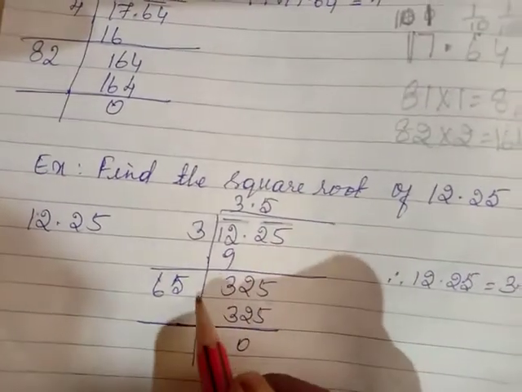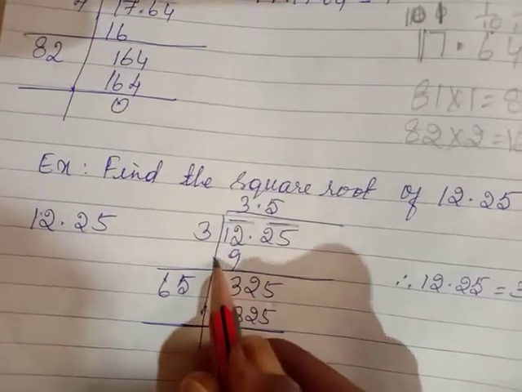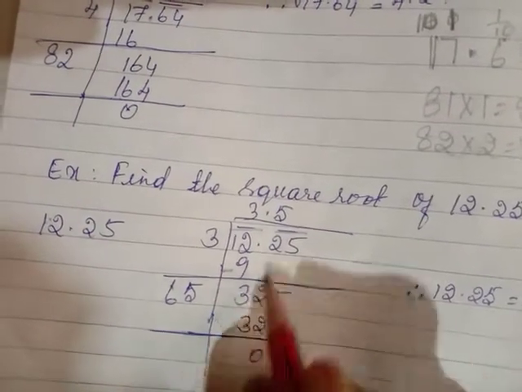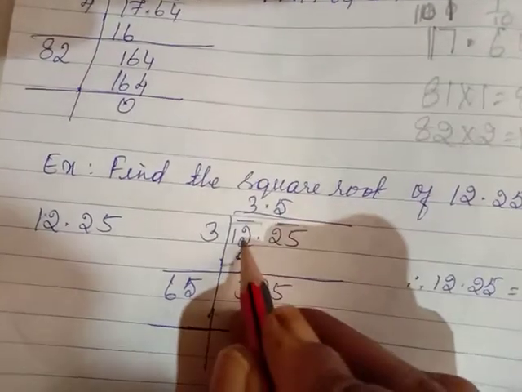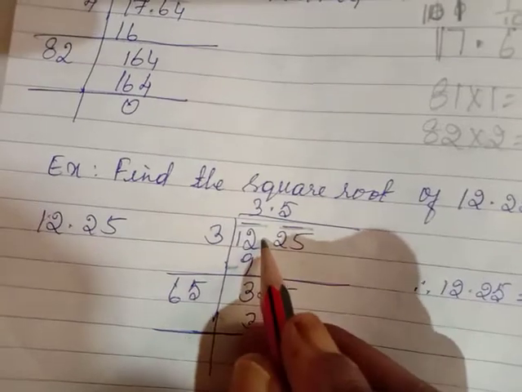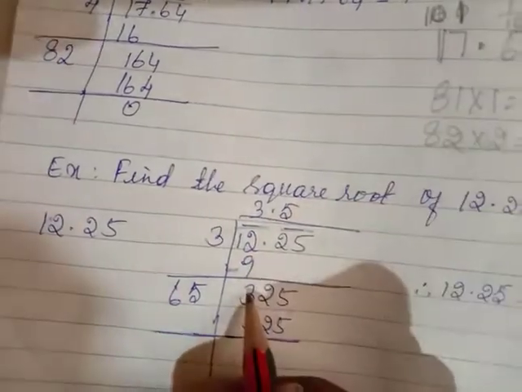Then again here 12 minus 9. How much is 12 minus 9, children? It is 3. Okay, take the two digits together. See, 12 completely we finished here, that is divided here. Here the point is there, so the point comes here.